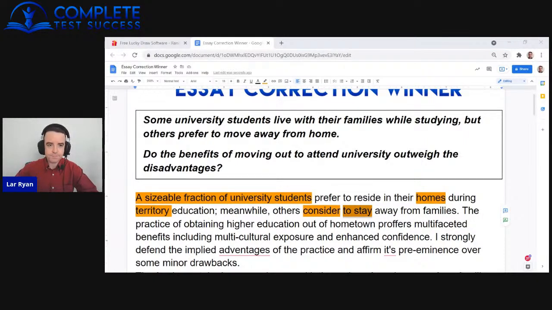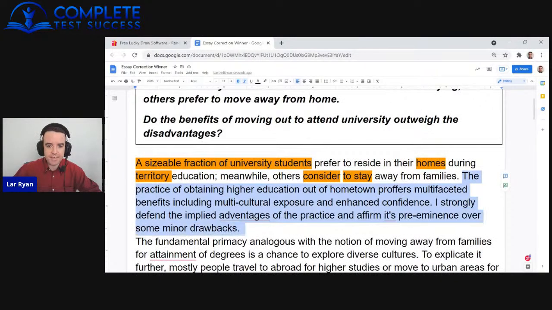Okay, so next, the question says, do the benefits of moving out to attend university outweigh the disadvantages? So with this, what I want is either 2 benefits and 1 disadvantage, or 2 disadvantages and 1 benefit. So you have to say, do they outweigh? By saying there are 2 disadvantages, that means that they outweigh the benefits when you just name one, or vice versa. So that's what I'm expecting in the outline statement. The next part of the essay, I want literally to say the advantages outweigh the disadvantages, and then name 2 and 1, or the disadvantages outweigh the advantages and then name 2 and 1.